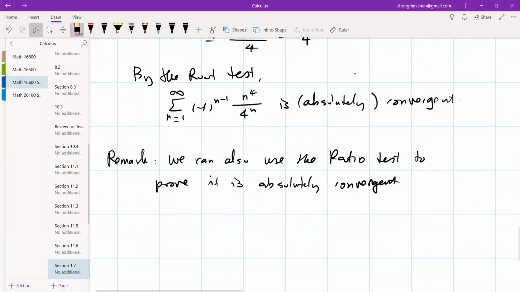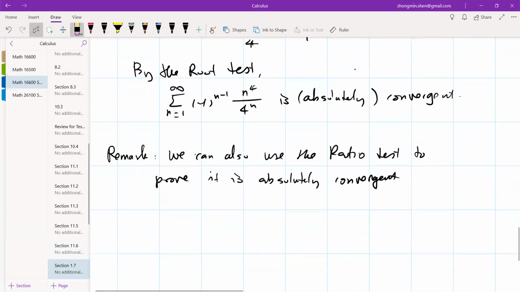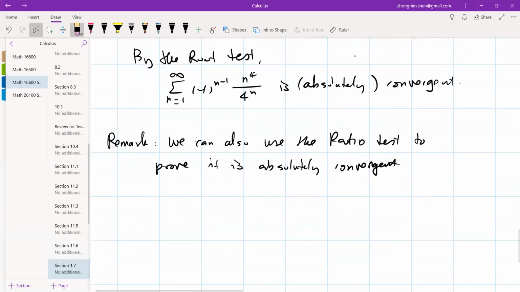So as you can see, even if it is an alternating series, it's not necessary to use the alternating series test to prove convergence. You should put a note to that. In general, if the nth term contains n factorial, use a ratio test. But it's not always like that.